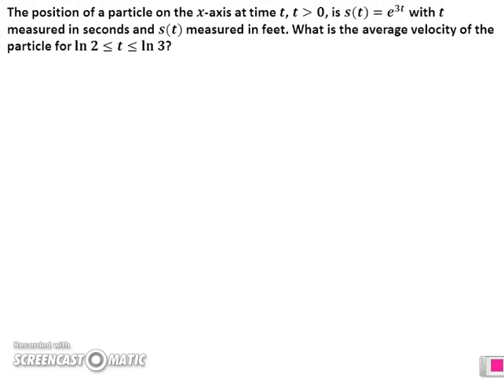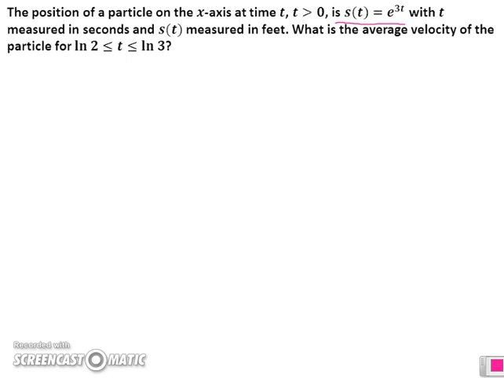Okay, next one. The position of a particle on the x-axis at time t greater than 0 is our s of t function here, where t is measured in seconds, the position is measured in feet. What's the average velocity of the particle from the natural log of 2 to the natural log of 3?